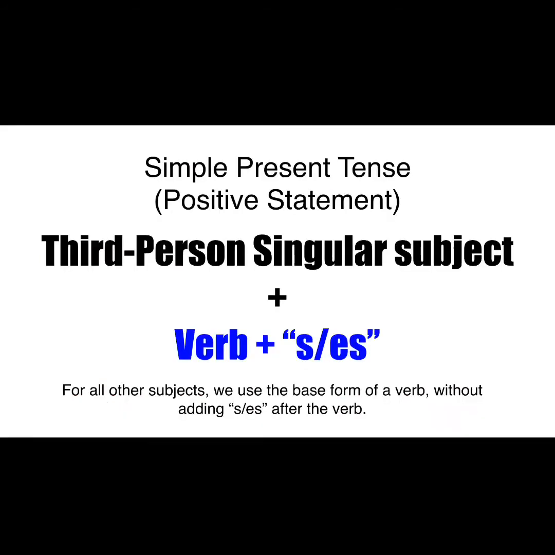So the general rule for making positive statement in simple present tense is that if you see third person singular subjects, you will add s or es after the verb. While for all other subjects, we use the base form of a verb, meaning that you don't need to add s or es after the verb. Nothing after the verb.